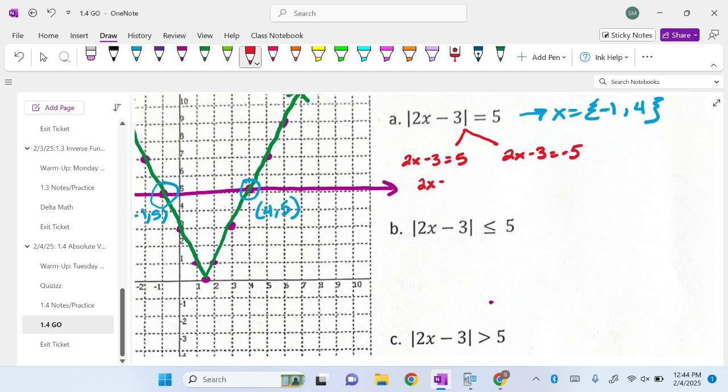Add the 3 to both sides, and I'm just going to do this quickly. 2x is equal to 8. 2x is equal to negative 2. Yep. And then divide both sides by 2. X is equal to 4. X is equal to negative 1, which is exactly what we wanted.